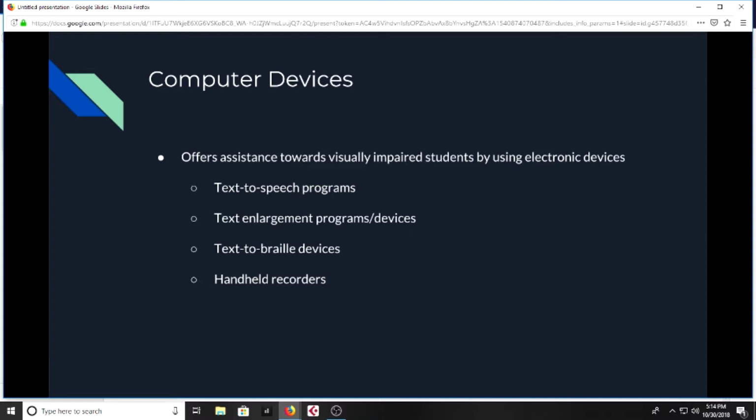Then there's also handheld recorders, so if the student's more of an auditory type learner, they can definitely record a lecture. They can go back and they can listen to what the teacher had to say.